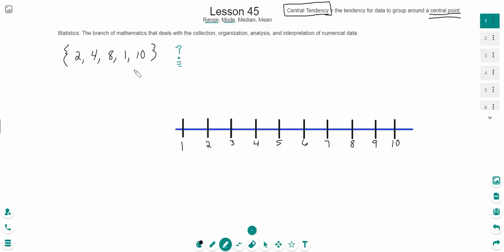All right. So to do that, we have 4 tools in statistics, and we have others too, but we have 4 that we're going to be talking about today that help us try to get to that central number. And those 4 tools are the range, the mode, the median, and the mean. All right? So that's what we're going to be talking about today.